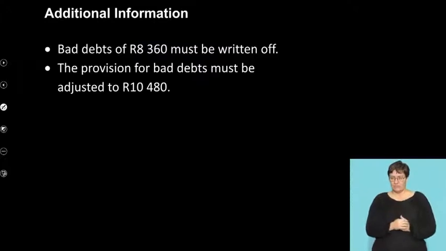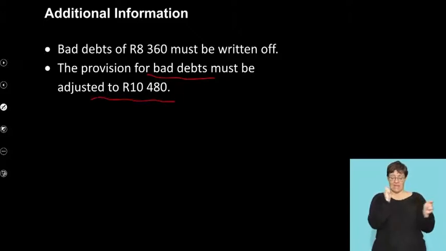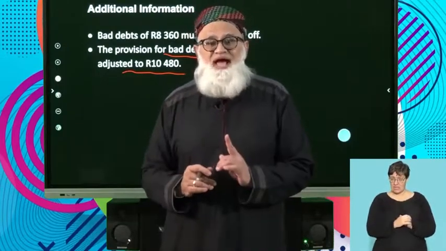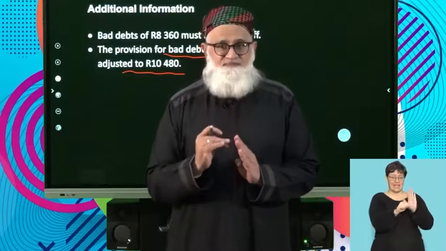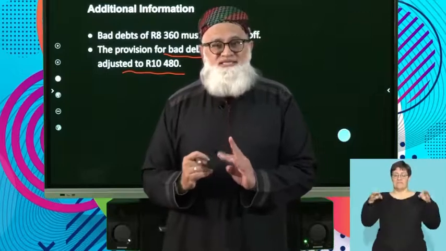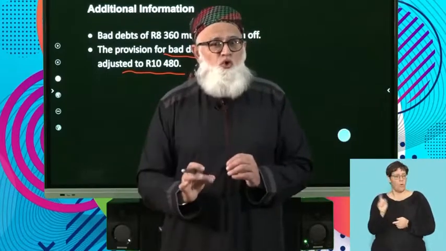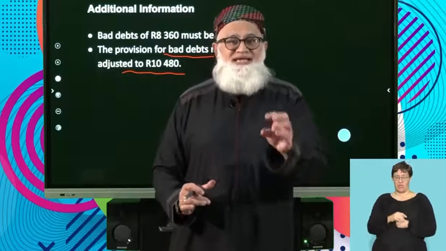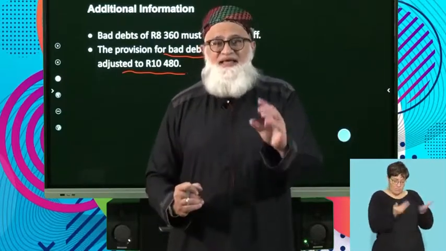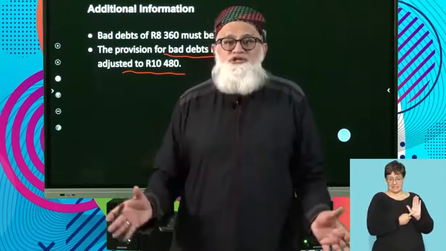Okay, now we come to the provision for bad debts, which must be adjusted to 10,480. Before we continue, what type of account is provision for bad debts? Provision for bad debts is what we refer to as a negative asset. Why? It reduces the value of my asset. Which asset? Debtors control. Therefore, in my balance sheet, we say debtors control less provision for bad debts, and this then tells you your net trade debtors.